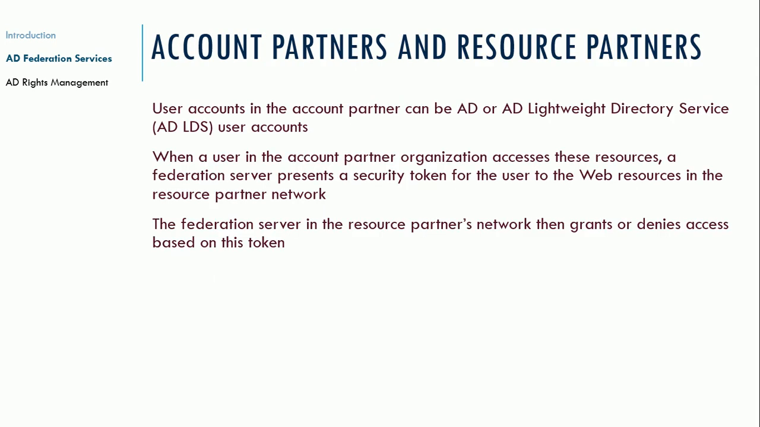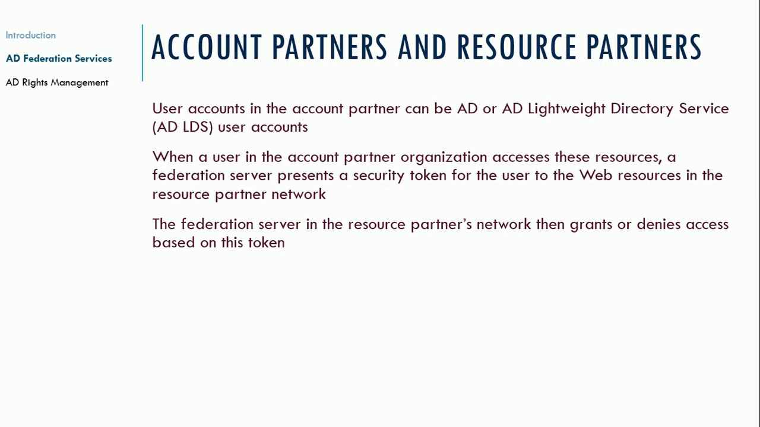Now, in practice, of course, we'll probably have a few other layers in here, which we're going to talk about in just a minute. So user accounts in the account partner can be Active Directory, or they can be Active Directory Lightweight Directory Service, which is AD LDS user accounts, which we haven't talked about too much in this course yet, but that's basically using LDAP, which is something that can also enable single sign-on. So when a user in the account partner organization accesses these resources, a Federation server presents a security token for the user to the web resource in the partner network, and the Federation server in the resource partner's network then grants or denies access based on that token.